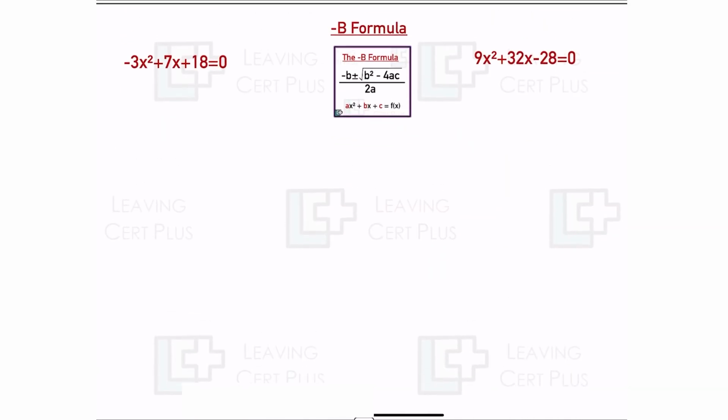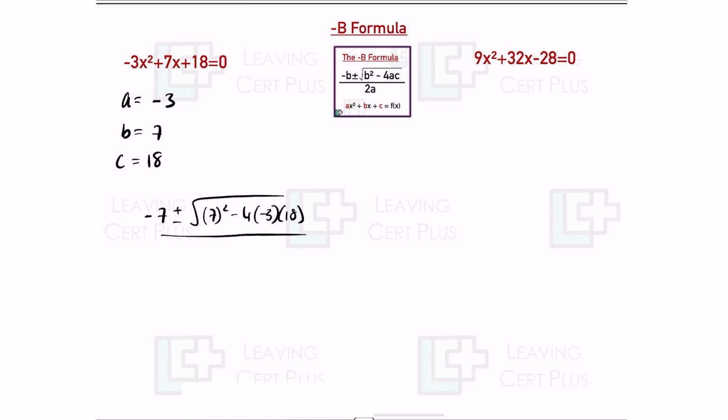So if I do one example for you, you can try the next two yourself. So in this example, a, my first number, is minus 3. b is going to be 7, and c is going to be 18. And I want to sub that into this formula. So minus b is minus 7 plus or minus the square root of b squared, which is 7 squared, minus 4 times a, which is minus 3, times c, which is 18. And that's all over 2a, which is 2 by minus 3.